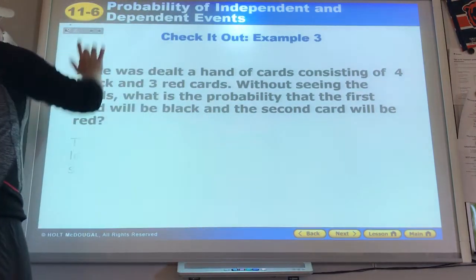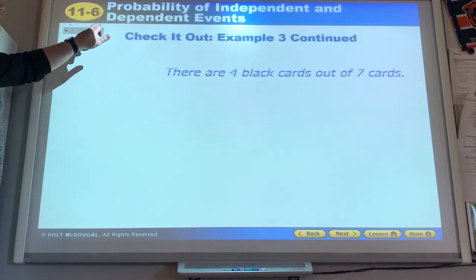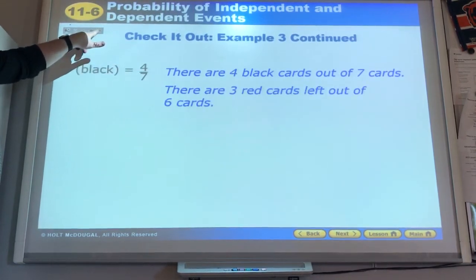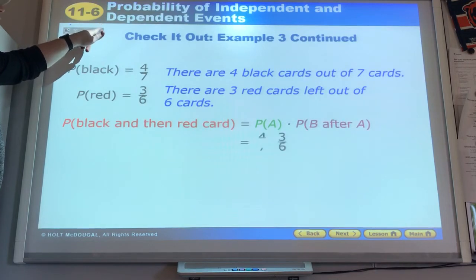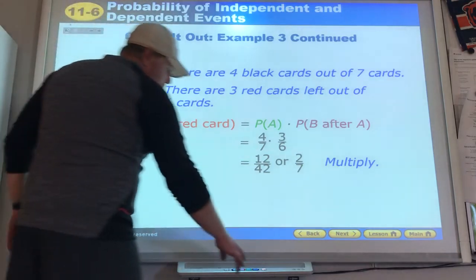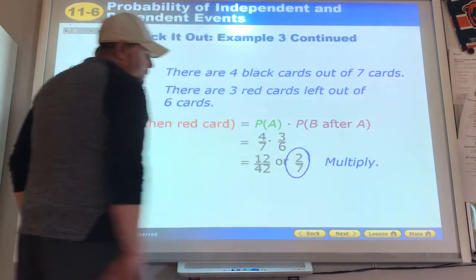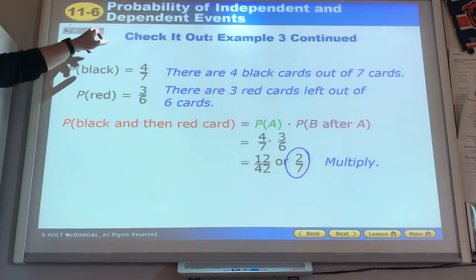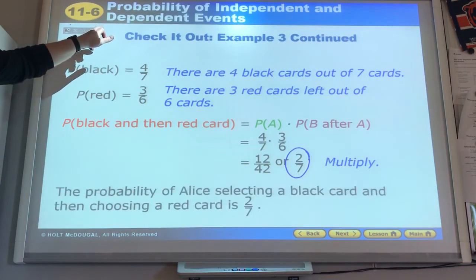I am sorry that I messed that up. All right, 4 7ths was correct. 3 6ths was correct. All right, we multiply those two. And we get 12 out of 42. Oh, 7 times 6 is 42, not that. And it is 2 7ths. So what I did earlier, I just multiplied wrong in the second one. So 2 7ths is your chance of getting a black then a red card.